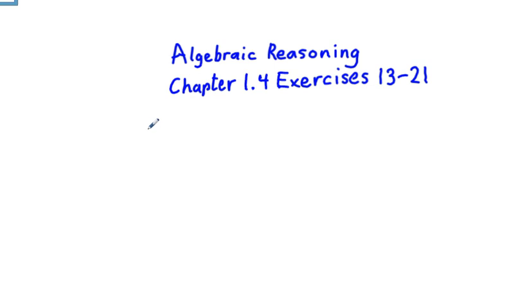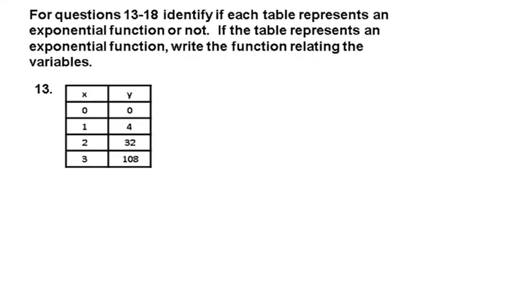Algebraic reasoning, chapter 1.4, exercises 13 through 21. I'm going to go over these odd number problems, 13, 15, 17, and 19. I don't think we're going to get to 21. For questions 13 through 18, identify if each table represents an exponential function or not. If the table represents an exponential function, write the function relating variables.